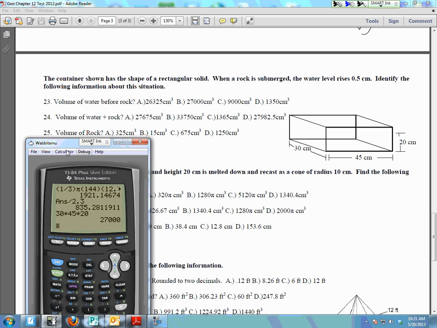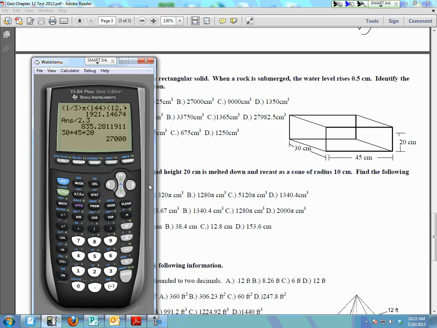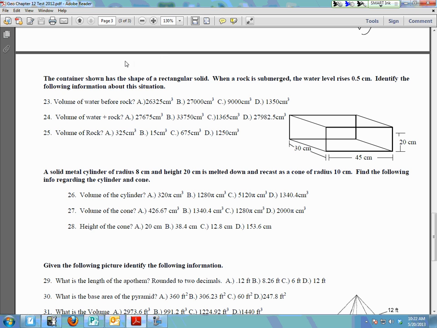Volume with the rock. Well, volume with the rock is going to change just the height. So I'm going to have 30 times 45 times, now the height is going to change by half a centimeter. It's going to raise half a centimeter. So multiply that together, and I get 27,675 cubic centimeters. So right now, that was B. This is A. And now the volume of the rock would be the difference of those two things, which ends up being C.